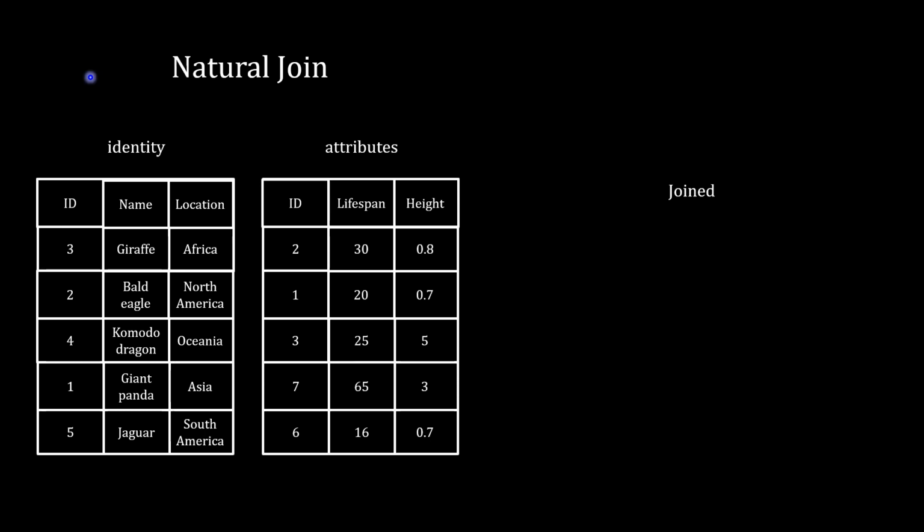In natural join, we won't have a duplicate common field. So we won't have a duplicate ID field this time. The ID fields will be combined into one. So let's have a look.